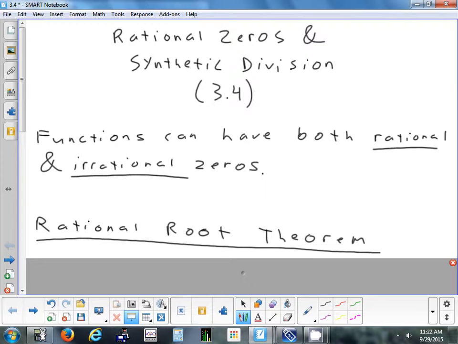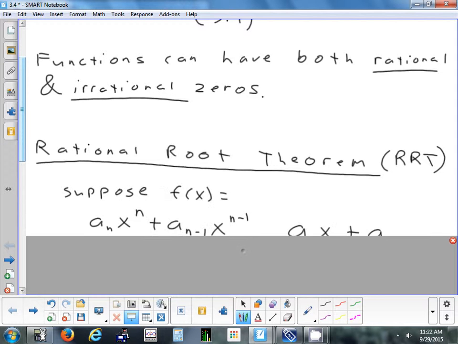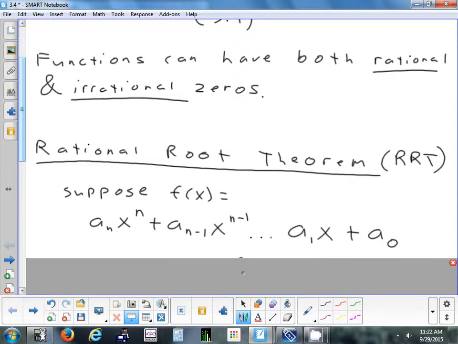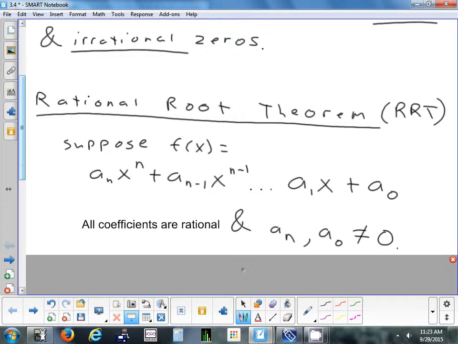I'm going to show you a theorem for how to find all the rational ones. Okay, it's called the rational root theorem, or in the future, you might just see me abbreviate it as RRT. All right, so suppose that we have some polynomial, like 4x cubed plus 3x squared minus 8x plus 6. Okay, some kind of polynomial. And the key here is that the first coefficient and the constant cannot equal 0. This doesn't work if they equal 0.